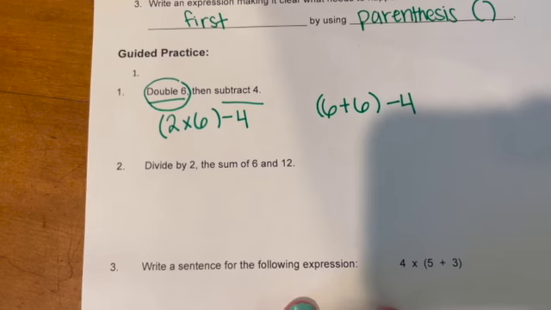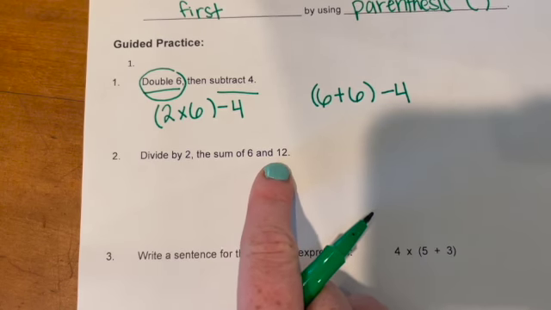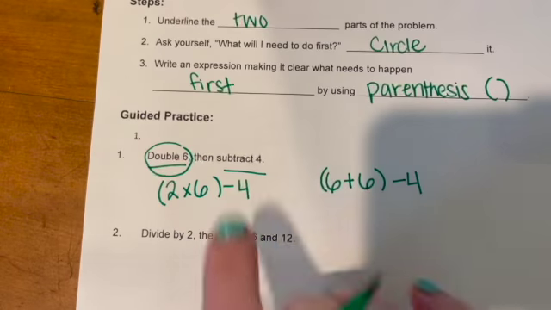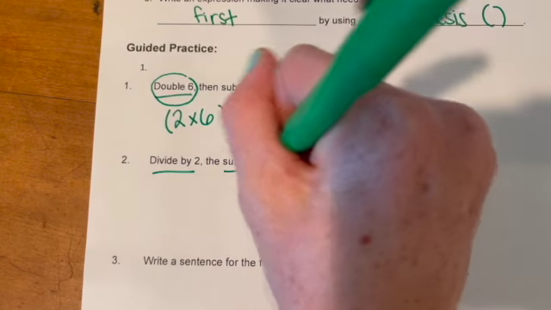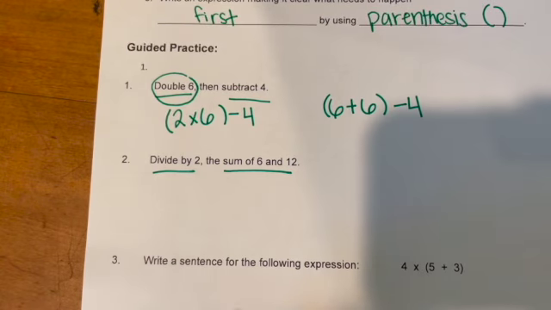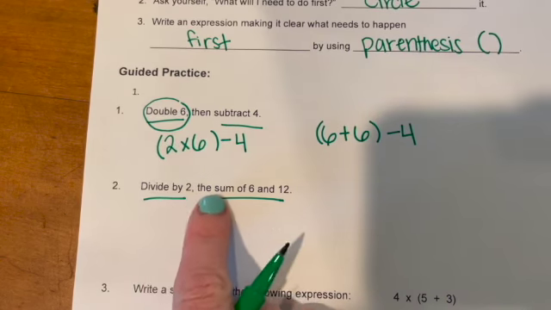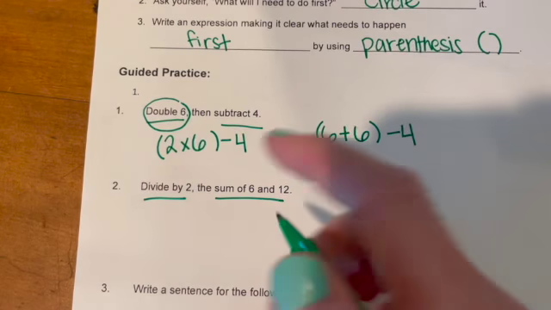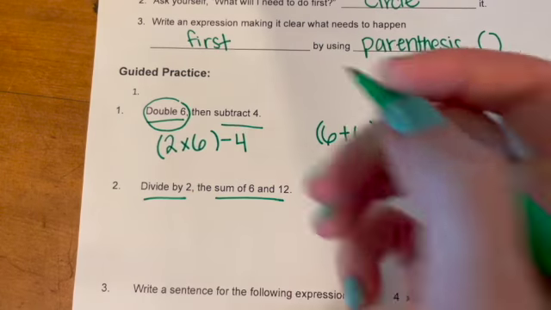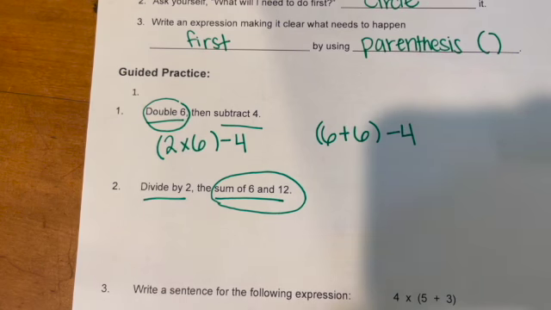Okay, step number 2, divide by 2 the sum of 6 and 12. Okay, I need to go back to my steps, underline the 2 parts of the problem. So divide by 2 the sum of 6 and 12. Okay, then I need to ask myself, what do I need to do first? I need to first find the sum of 6 and 12 so I know what I'm dividing by 2. So I'm going to circle the 6 and the 12. That's going to tell me I need to do that first.